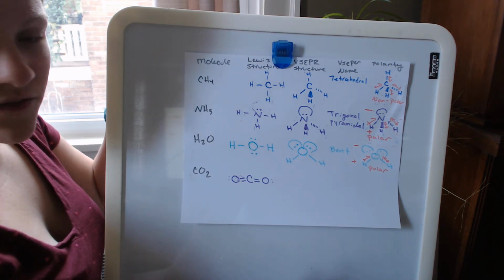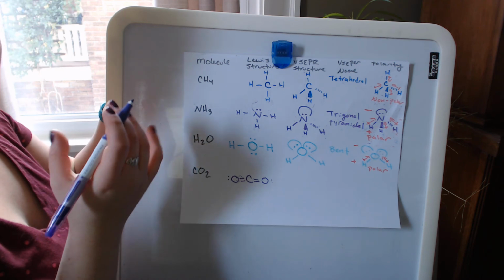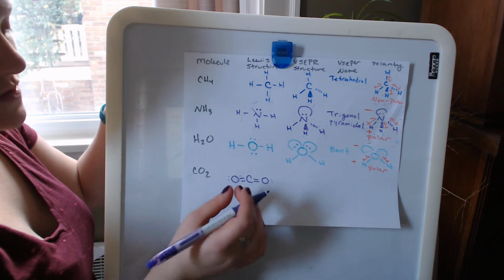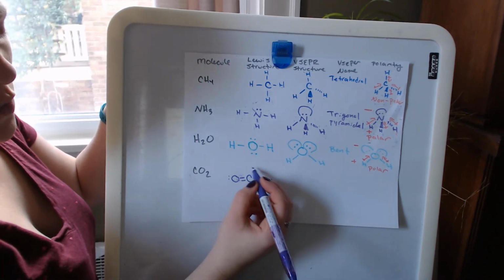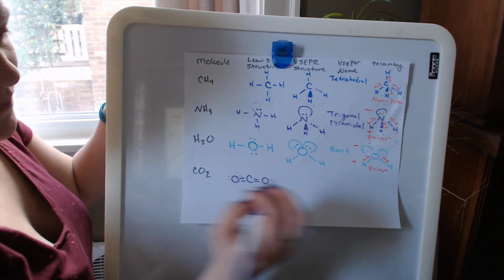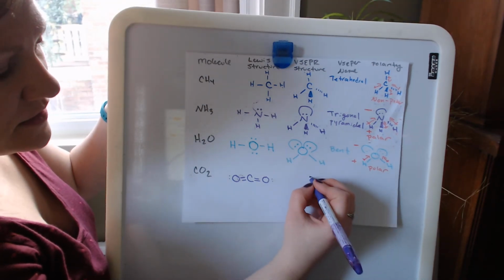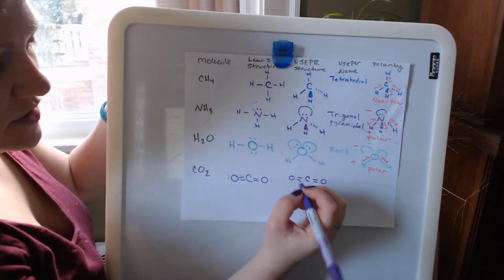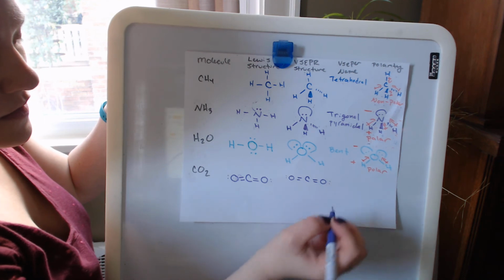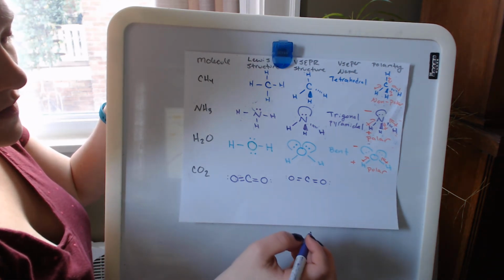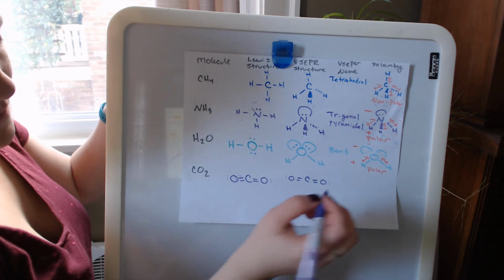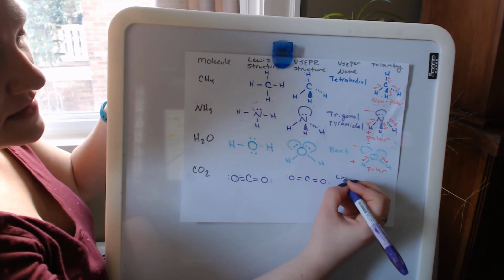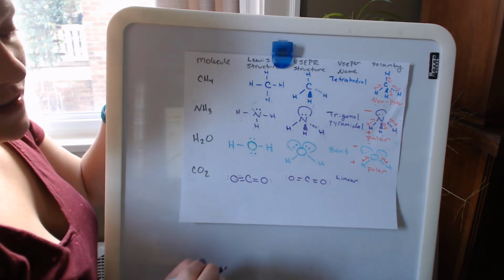Remember, the whole goal here is for the electrons to be spread out as far as possible. And if we look at this, they already are. Okay, so everybody's as far away from each other as possible, 180 degrees away. So our VSEPR structure here is exactly the same as our Lewis structure. And this is referred to as linear.